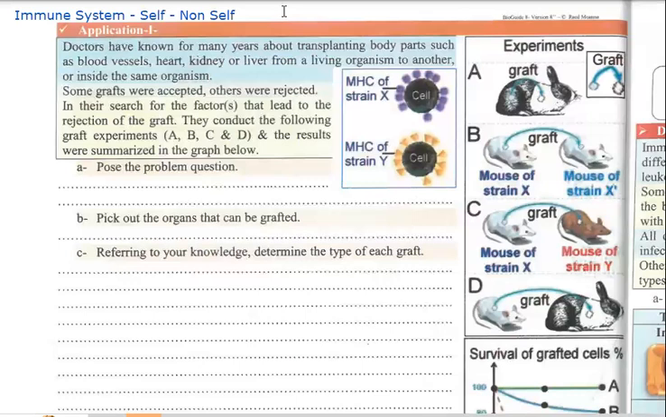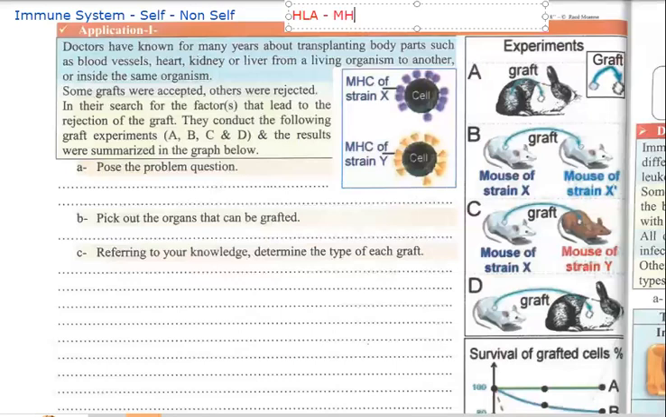We said that on the surface of nucleated cells in the body, there are proteins called HLA if we're talking about people, MHC if we're talking about animals and plants. So when a cell is caught inside the body, the immune system will ask it for its HLA. If the HLA is the same, it will be welcomed since it is considered as a self. And if the HLA are different, it will be considered as a non-self and destroyed.